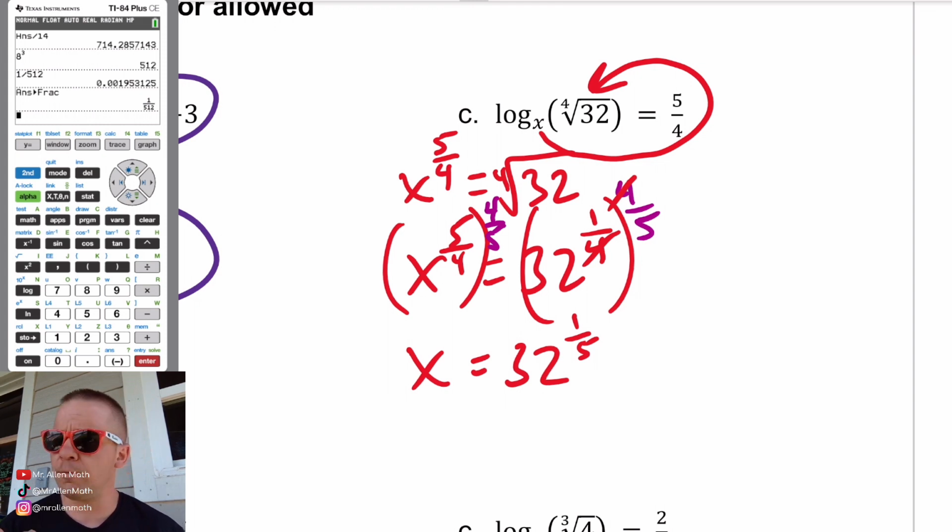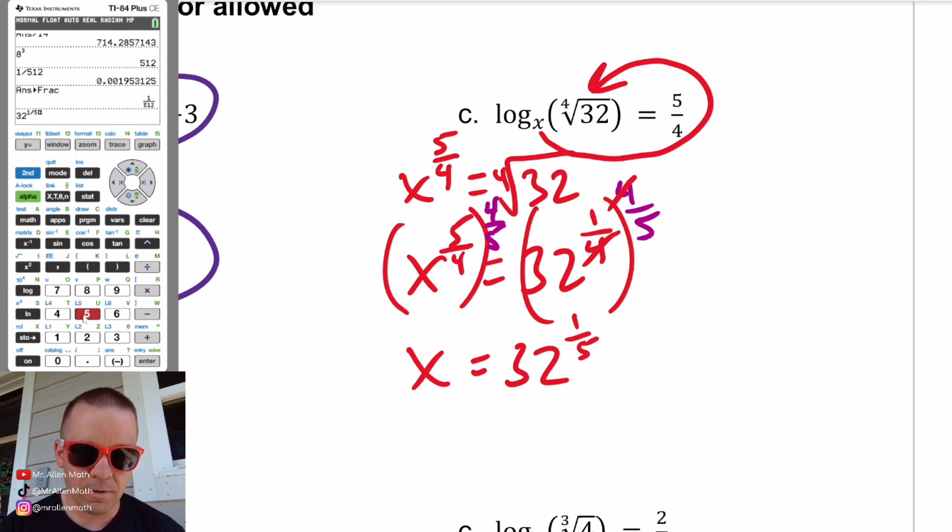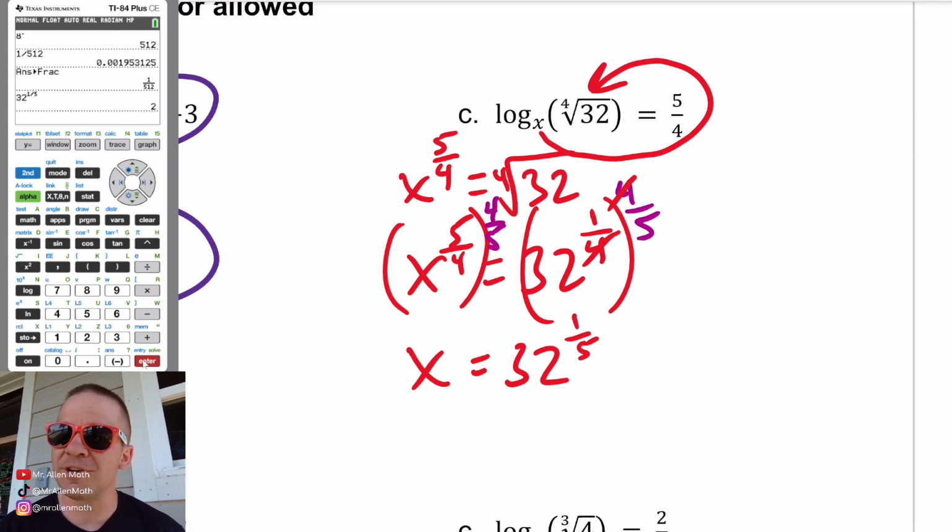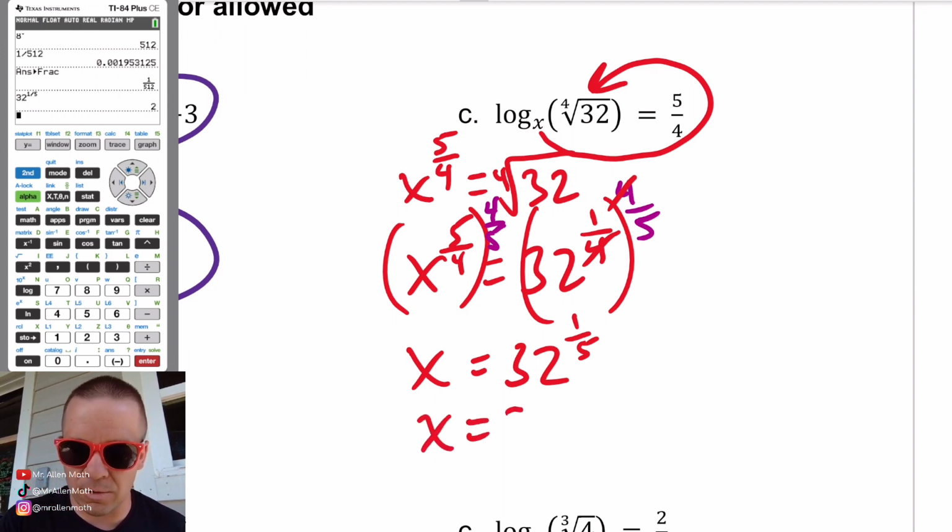Can we do that? What do you guys want to do, calculator? All right, I'm going to show you how to type it. It is the calculator portion, so why not? So 32, and then we got raised to the 1/5, so I can do 1 divided by 5. Hit enter. It's just 2, right? Because 2 times 2 times 2 times 2 times 2 is 32, so x is going to equal 2 here.